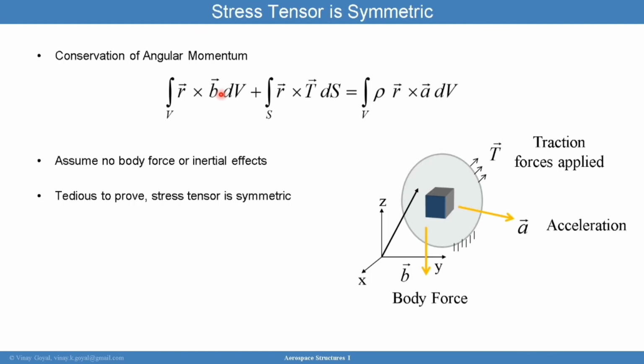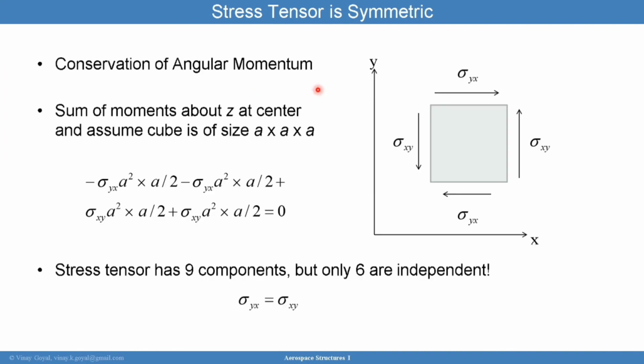It is very tedious to prove, but once you go through this calculation, you actually find that sigma xy must be equal to sigma yx, and that sigma xz must be equal to sigma zx, and that sigma yz must be equal to sigma zy. And so, in fact, the stress tensor is symmetric, and while before we said there are 9 components of stress, only 6 of them are independent because of the symmetry conditions that are caused by the angular momentum relationship.